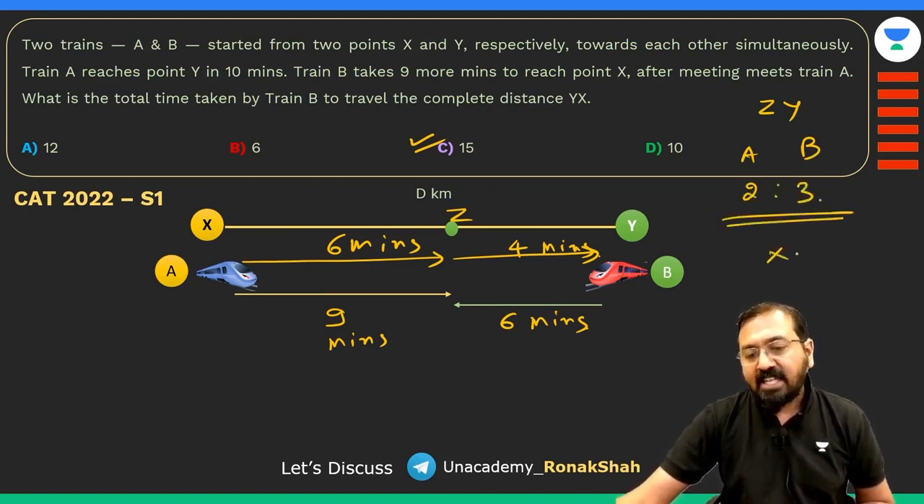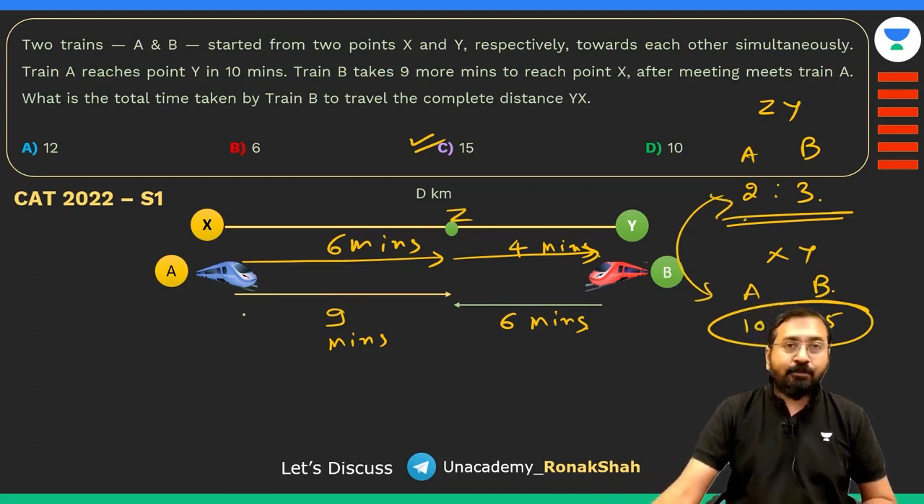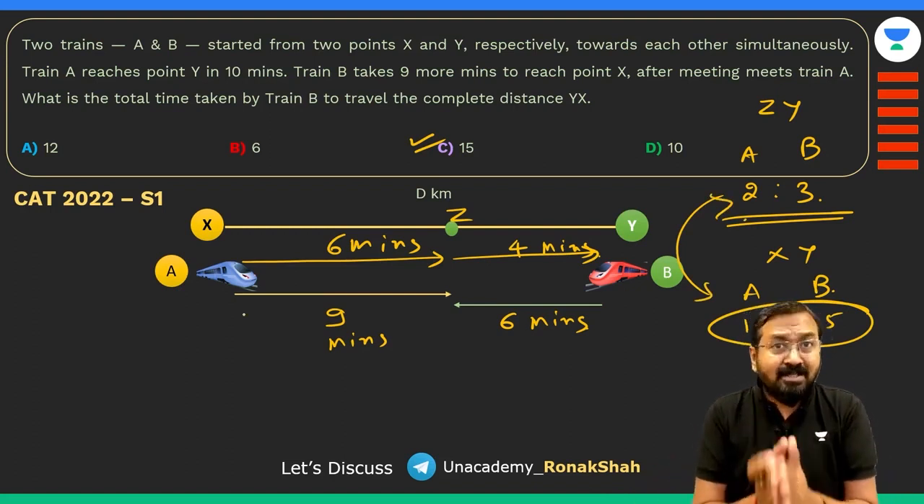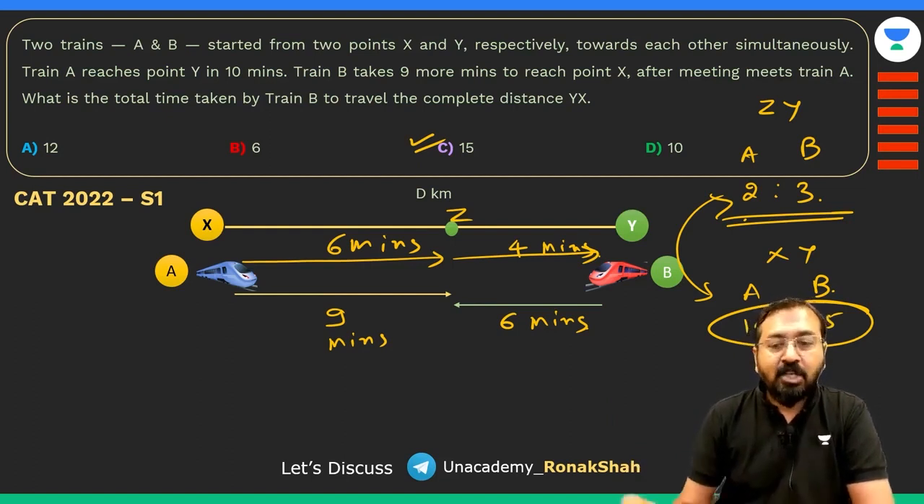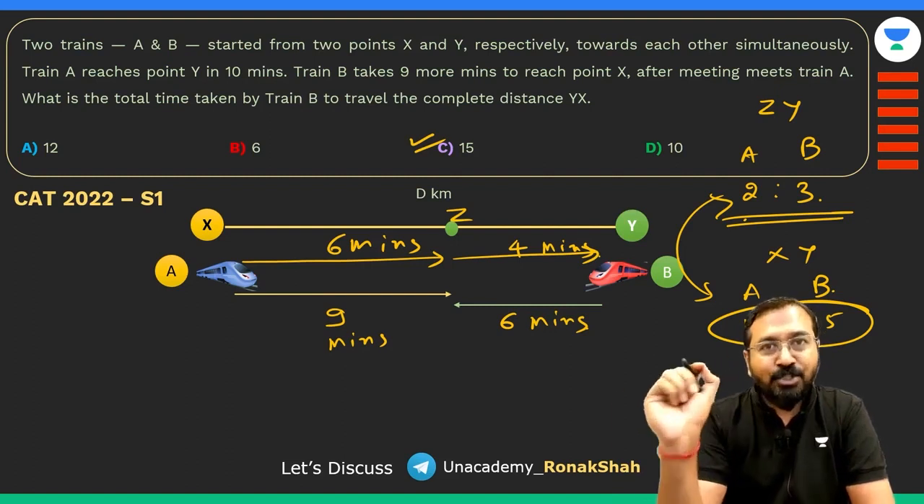Similarly, for the entire XY distance, the ratio of time taken by A and B is 10 and 15 minutes, that is again 2:3. So the ratio of time should remain the same for two trains for the same distance. When the distance is the same, the ratio of time for two different trains remains the same. So yes, that also gels with the given data, and hence we can say the answer is surely option C.